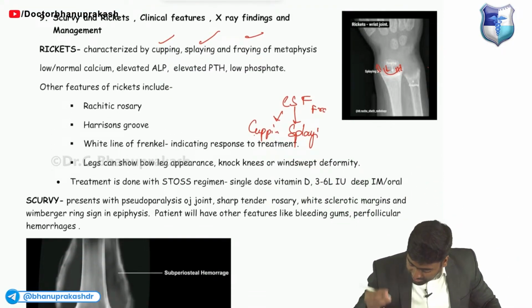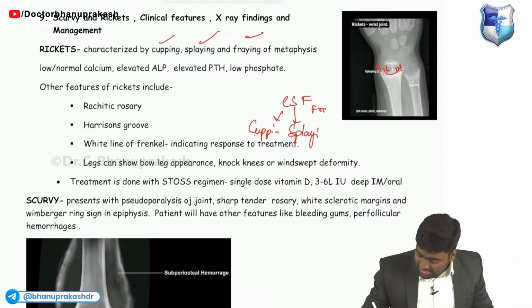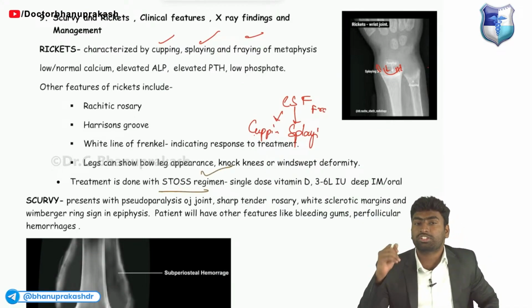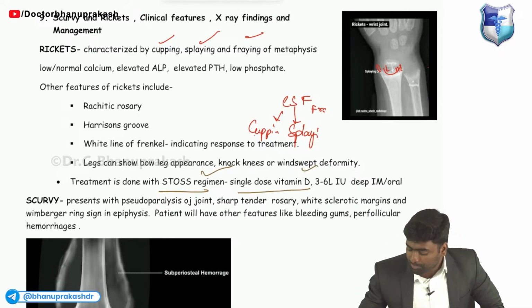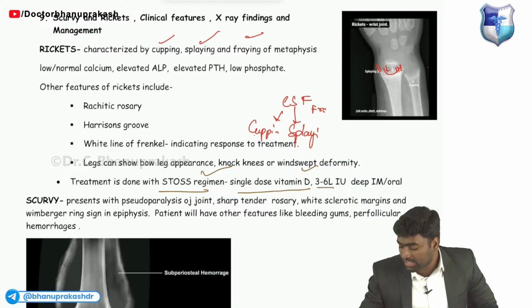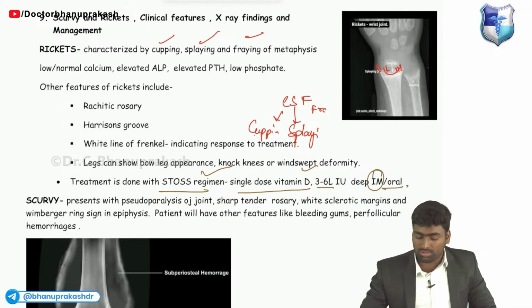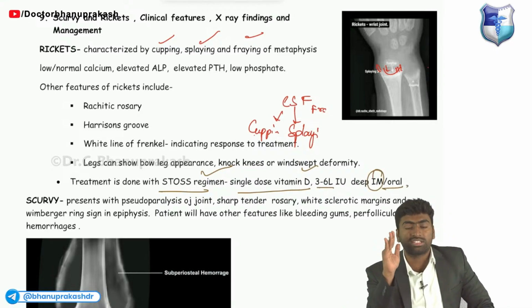और इसको treat करने के लिए, मैंने उसी दिन भी तुम्हें बताया कि it is the regimen which we use, known as Strauss regimen, where we use a single dose of vitamin D, around 3 to 6 lakh units based on the weight, either IM or oral. This regimen is known as Strauss regimen.